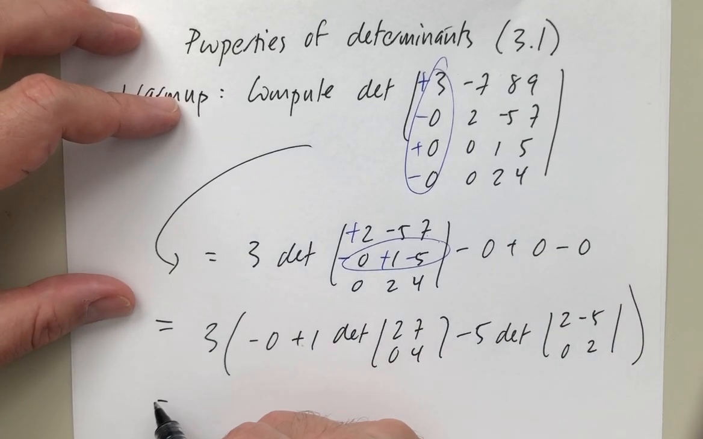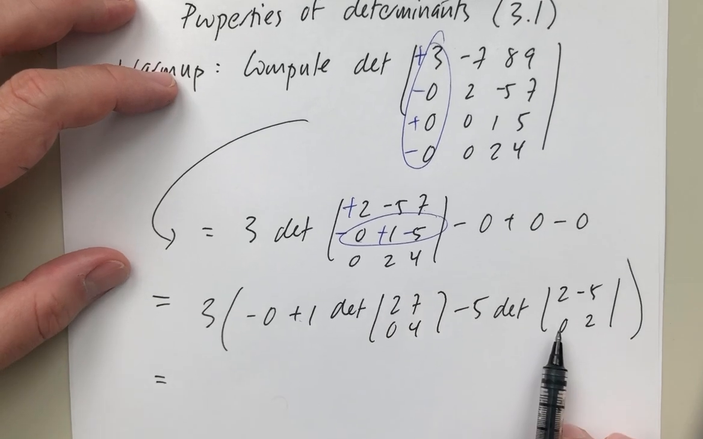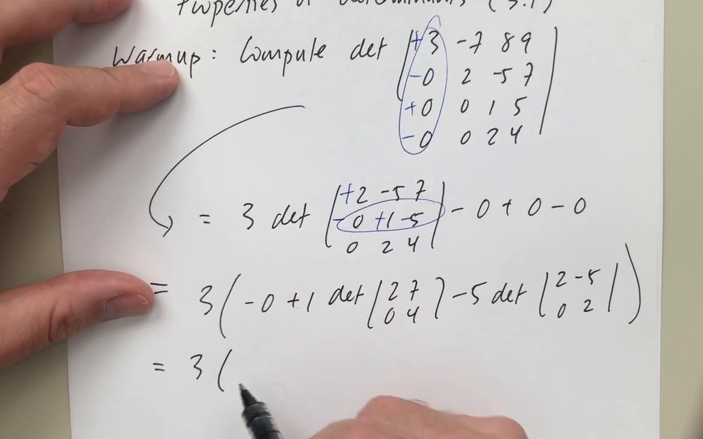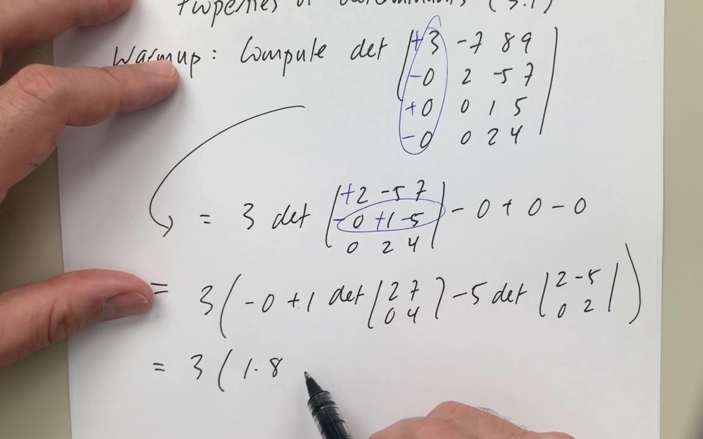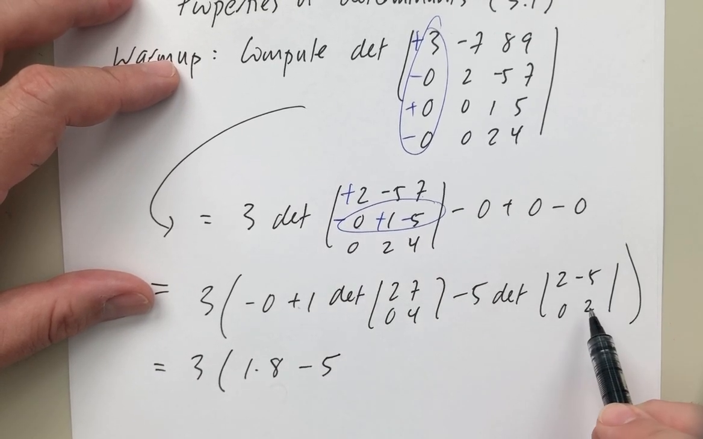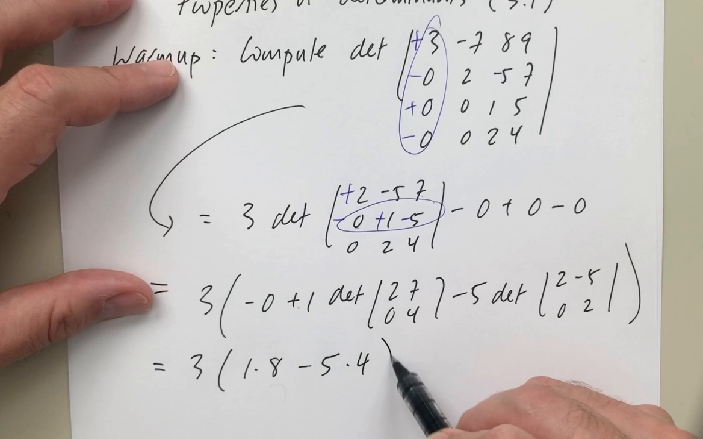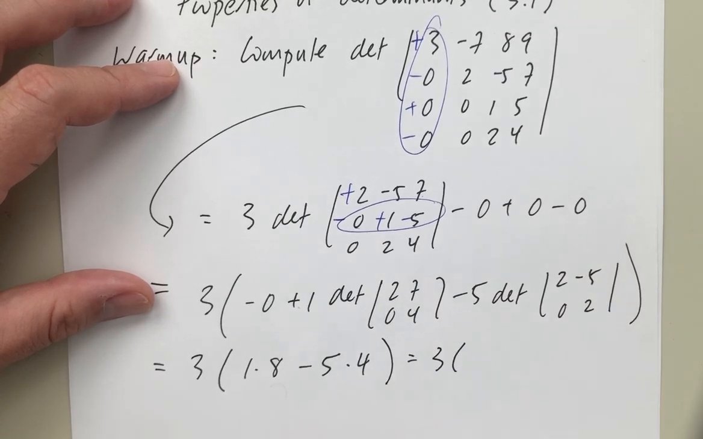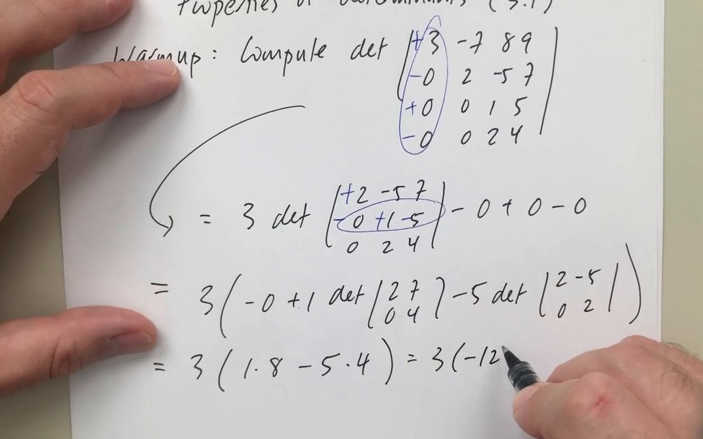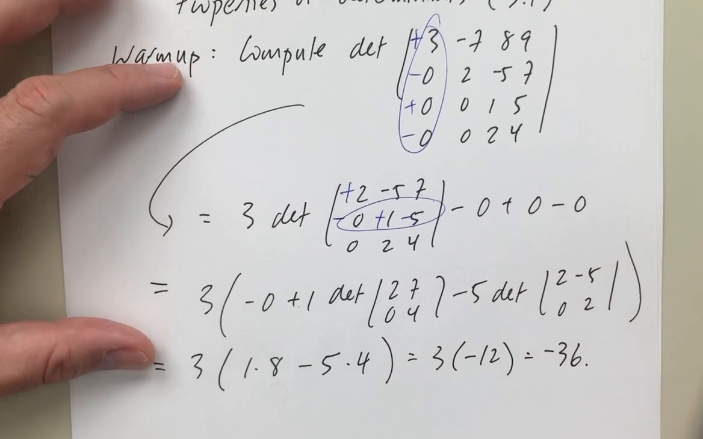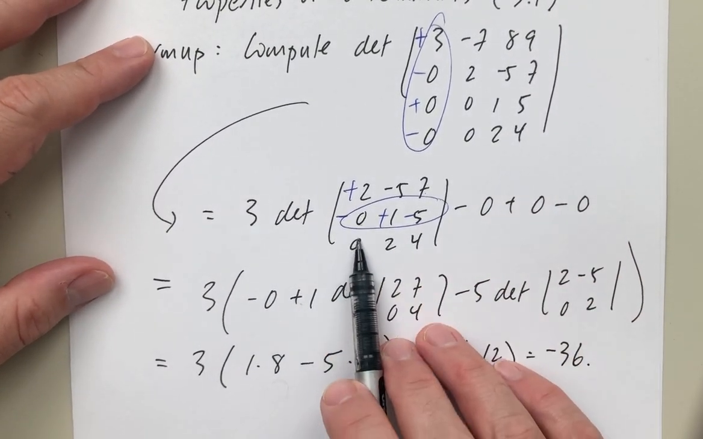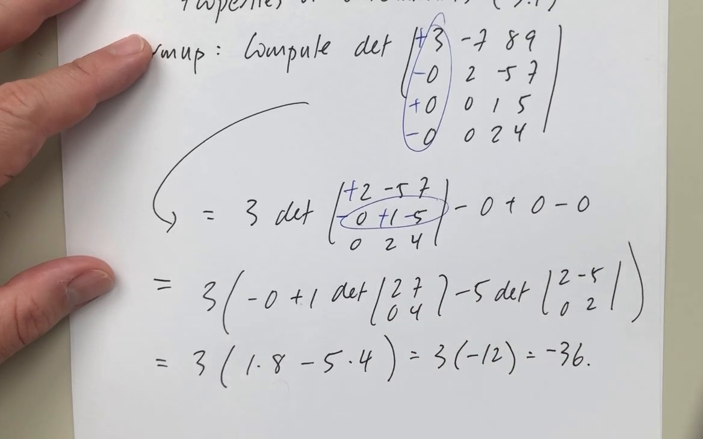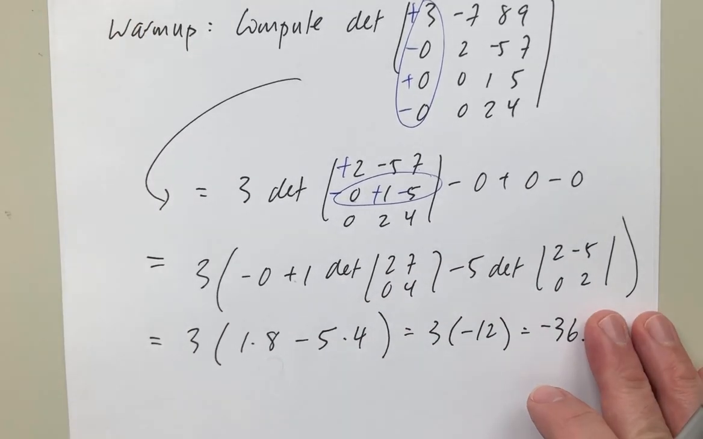Okay? So now we've got two 2 by 2s to consider, but we can do that. So this is 3 times 1 times the determinant of this, which is 8, minus 5 times 4. This is 3 times 8 minus 20, that's minus 12, which is minus 36. Okay? So at home it might be a good idea to actually go through and do the first column on this next step to make sure you do get minus 36.